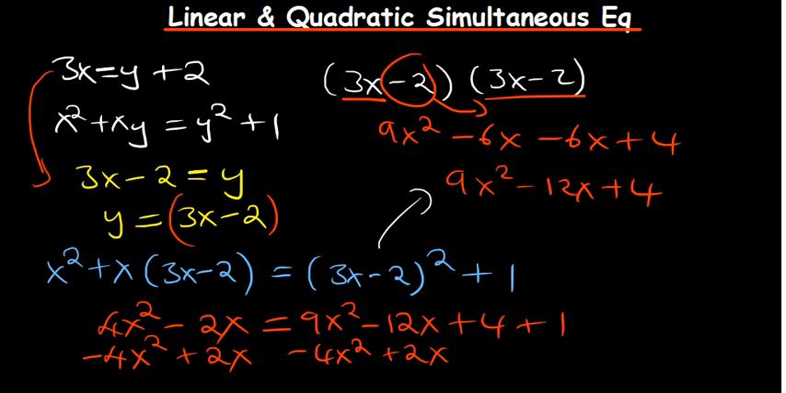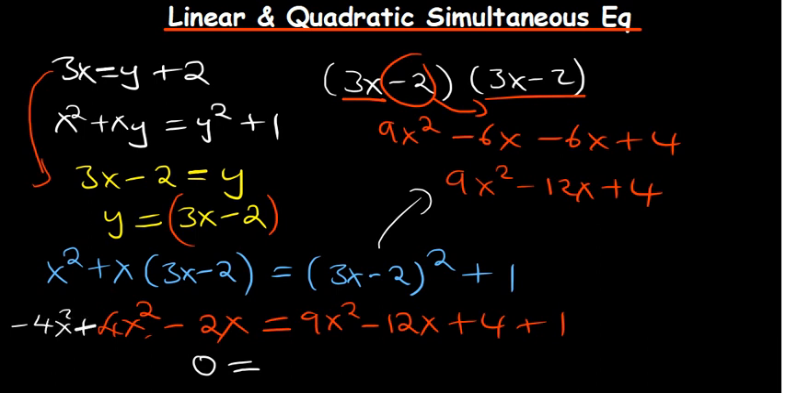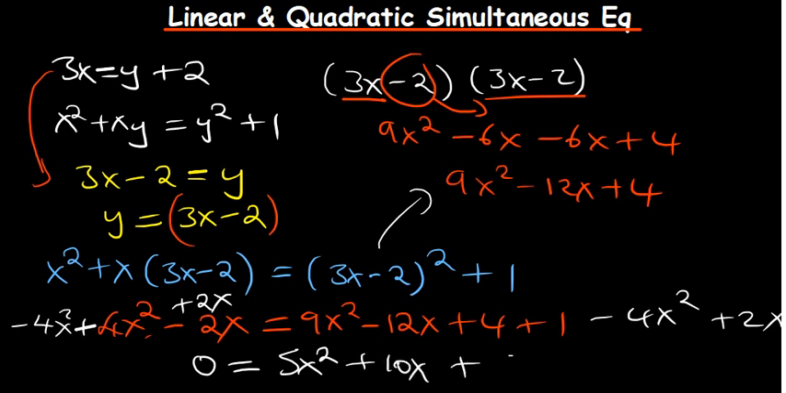In other terms, I'm just taking this to the other side. That's the way you know it. So we're going to have 0 is equal to 9 minus the 4x squared from the other side, because we're adding negative 4x squared on both sides, and we're also adding plus 2x on both sides. So on the left they all subtract. 9 minus 4 is 5x squared, and then negative 12x plus 2x is 10x, and then 4 plus 1 is 5. So you can see that we've ended up with a quadratic equation.